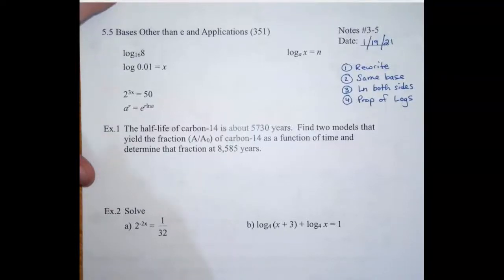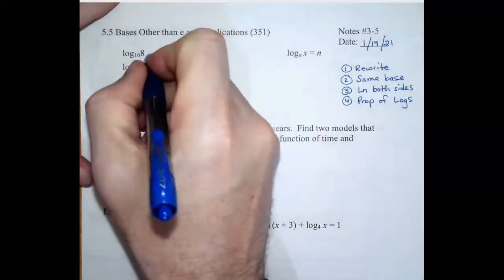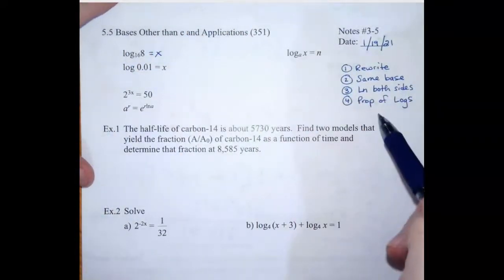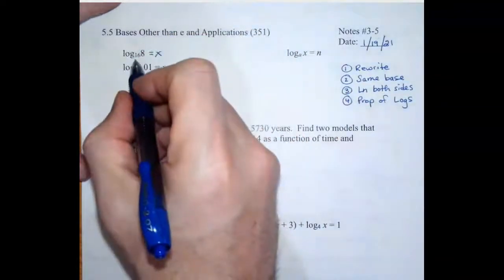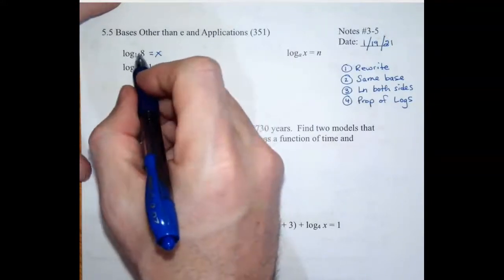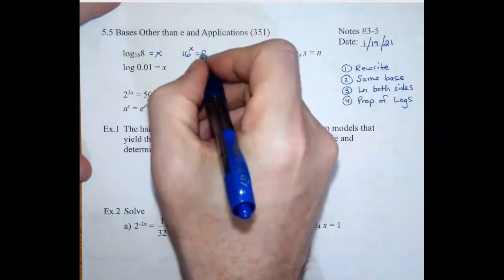Alright, so now we're going to look at other bases besides e. So we can start here. We have these four techniques. We talked about some of those before. So this to this power equals that: base, exponent, answer. So 16 to the x equals 8.